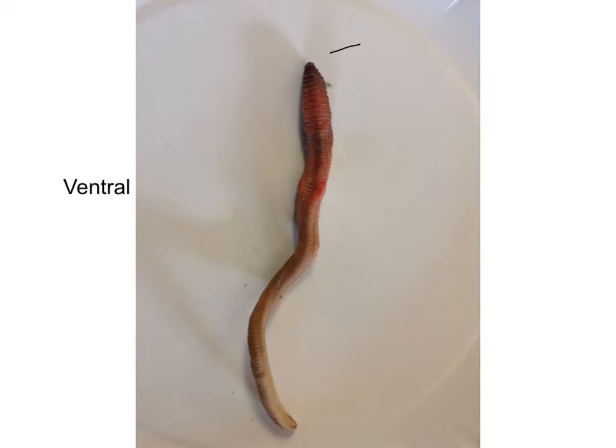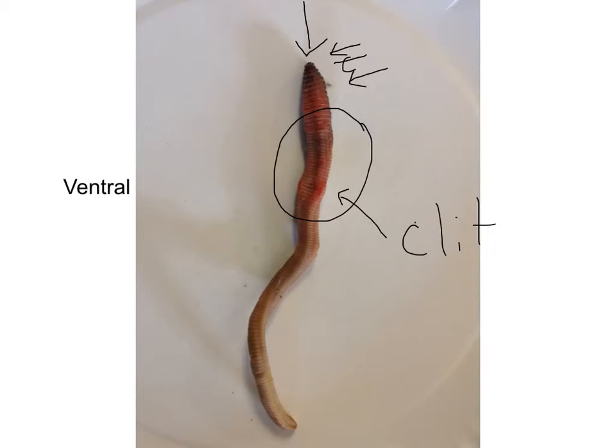All these little rings around him are going to be segments. So this is a segmented worm. So that's an annelid. This is going to be his mouth right here, where the arrow's going. So that's his mouth. How can you tell? See this area right here, this spot in particular, is swelled. That's the clitellum. And that is for reproductive purposes for the worm.